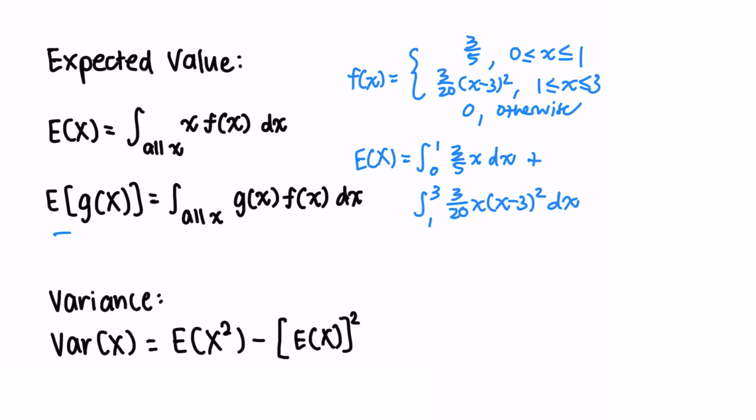Now the next one is the expected value of g(x). This is just the integral over all x of g(x) times f(x). So if we have E of x squared here, we have 3/5 x squared and 3/20 x squared. Again, we're just taking f(x) times g(x), and in this case, g(x) is x squared. Now the variance still has the same formula, it's just E(x squared) minus (E(x)) squared.